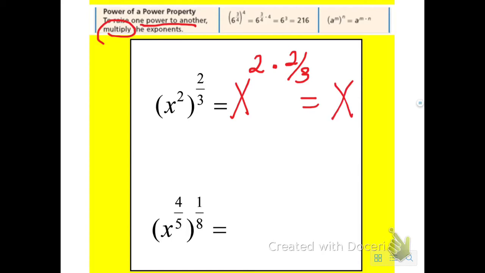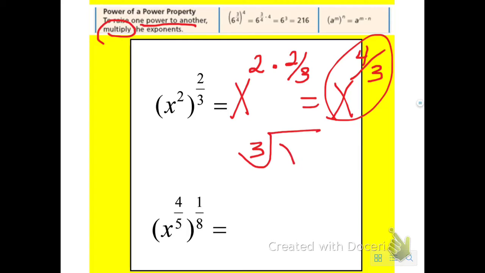I keep my base x. I multiply the numerators. 2 times 2 is 4. There's nothing to multiply the 3 with, so I leave it 3. That is my exponential expression. My radical expression, my root would be 3 because it's the denominator, over x, that's my base, to the 4th power. That would be my radical expression.